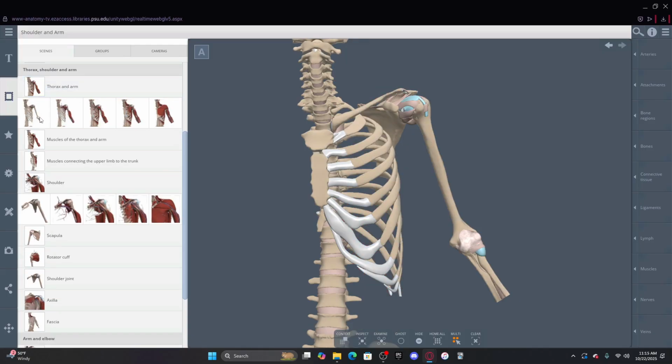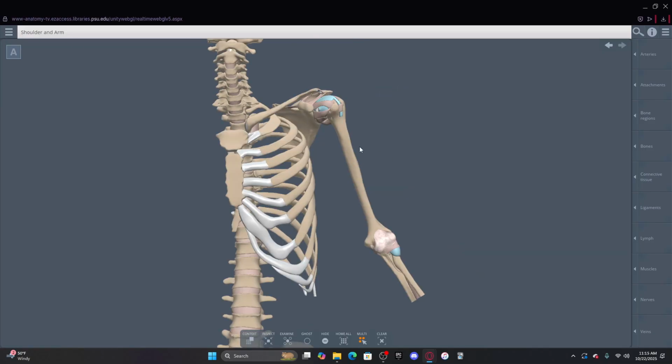Okay, so I'm going to do thorax and arm. So the first thing we're going to be looking at is the humerus.